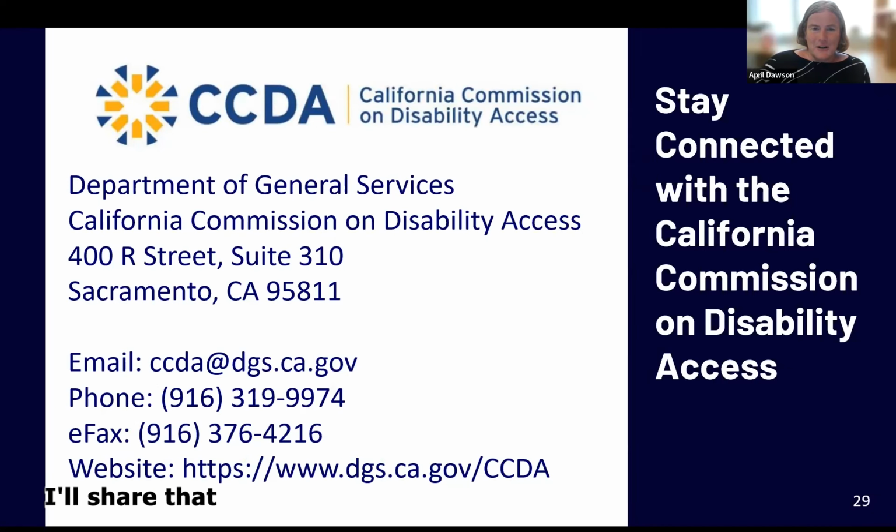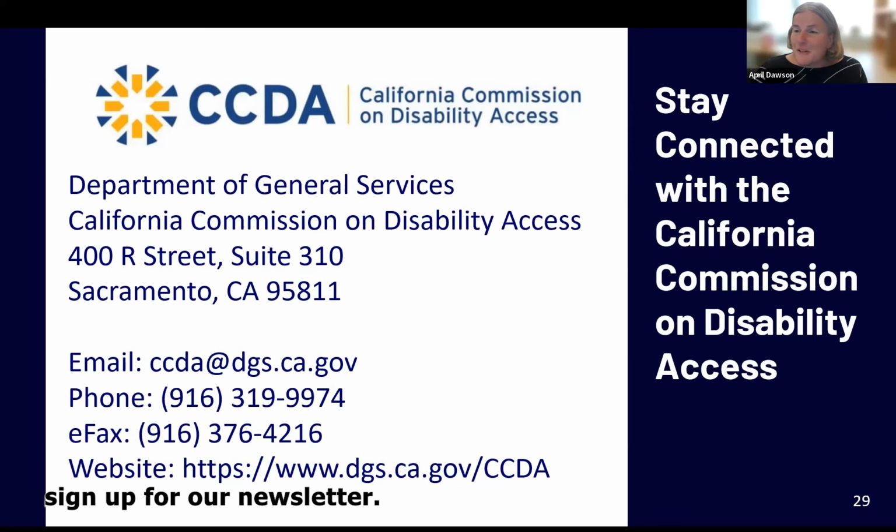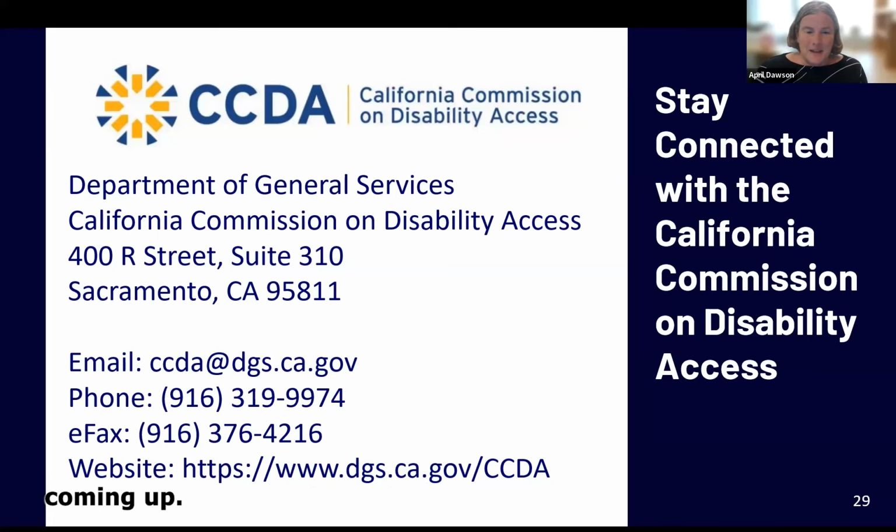All right, and I'll share that the California Commission on Disability Access, we have a newsletter. So if you go to dgs.ca.gov, please sign up for our newsletter, connect with us. We'd love to have you on our mailing list so that you can learn more about the toolkits we're releasing, as well as webinars and more information about if there's a listening forum in your area coming up. You can also call us or send us an email. Our email is ccda@dgs.ca.gov, and we answer all public inquiries, even ones if we receive an inquiry on an issue that is not related to CCDA's purview, we still help you find the answer and give you a warm handoff.